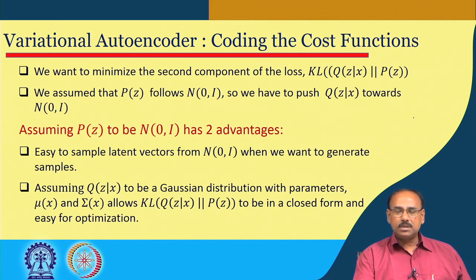Using this normal prior is advantageous in two ways. Firstly, it becomes very easy to sample latent vectors from this normal distribution, and secondly, assuming Q of z given x to be a Gaussian distribution with parameters mean mu and covariance matrix sigma, it allows the KL divergence to be in closed form, and that becomes easy for optimization.